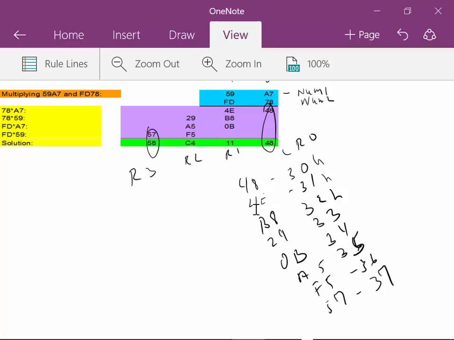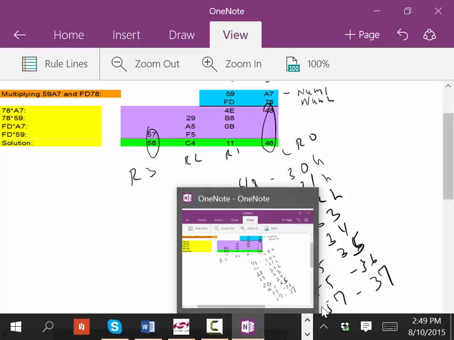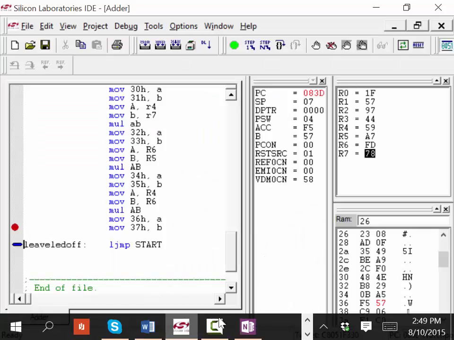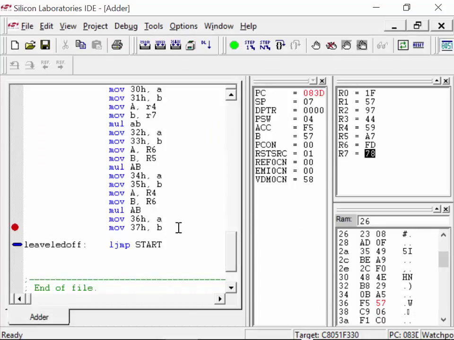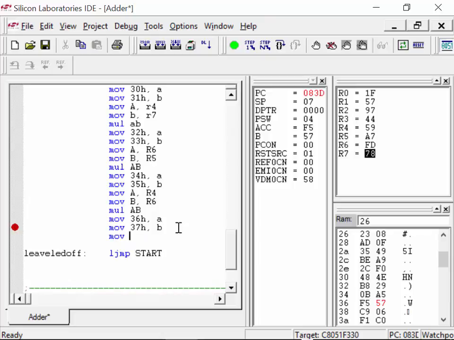So now we need to start adding the results. That's there. So when we go and we add the results, first off, we could just move the 48 straight into R0, right? Let's just go ahead and do that. Move to R0, and that's memory location 30 hex, right?